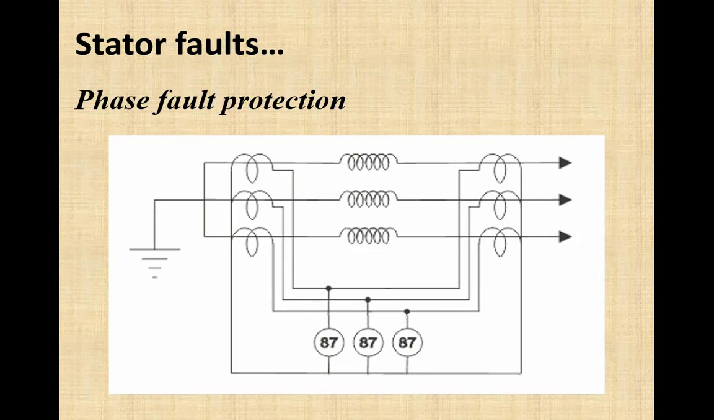Here we have the diagram that shows how a differential relay is connected for the protection of the stator winding. You can see the current of the same phase has been compared at two ends with the help of a differential relay. 3 differential relays are required for 3-phase motors.